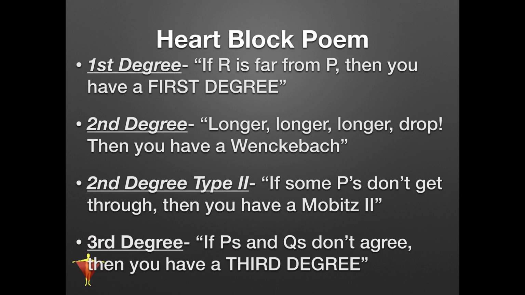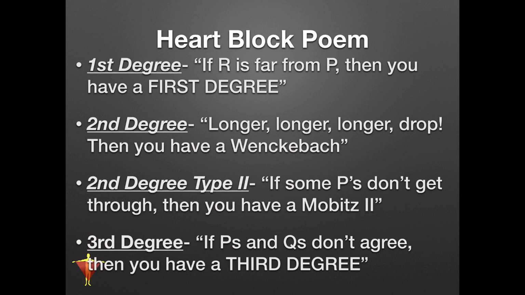Second degree: longer, longer, longer, drop. Then you have a Wenckebach block. So a second degree block type 1, also known as a Wenckebach block. That's how we can identify it. So we have a prolonging PR interval, and that's why it says longer, longer, longer, drop. So that PR interval prolongs so far that it drops a beat, and then we miss a QRS complex completely until the heart resets and starts over. And we'll take a look at some pictures of these.